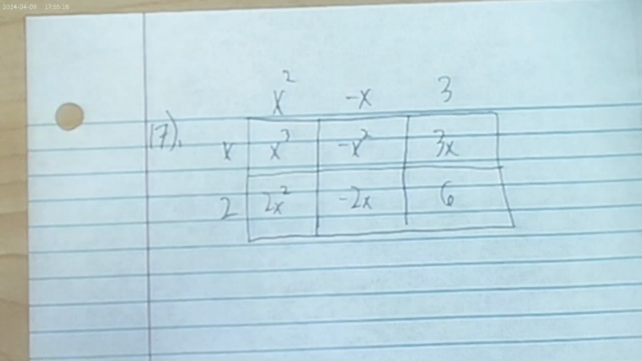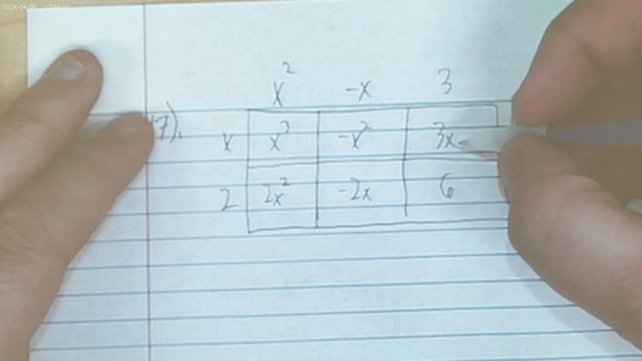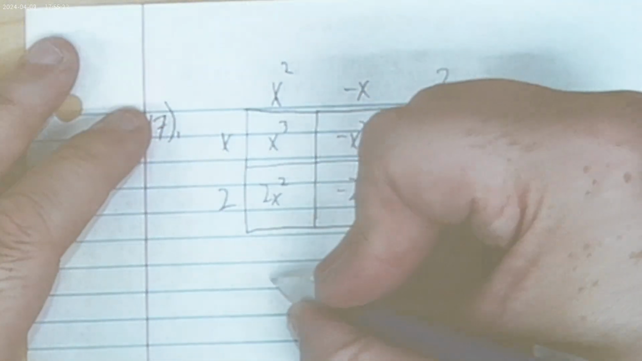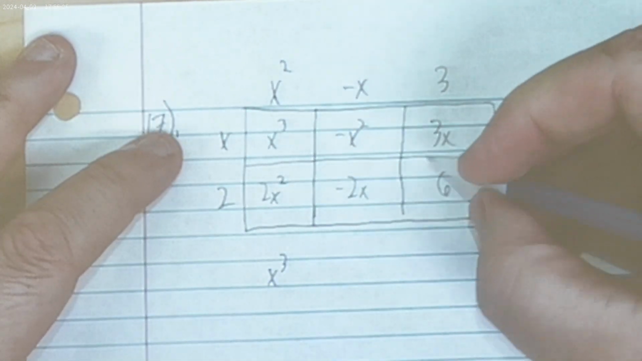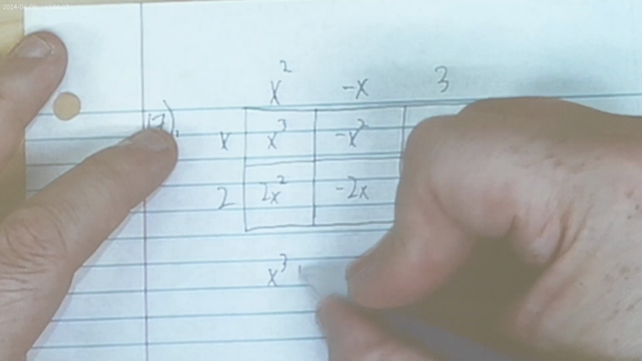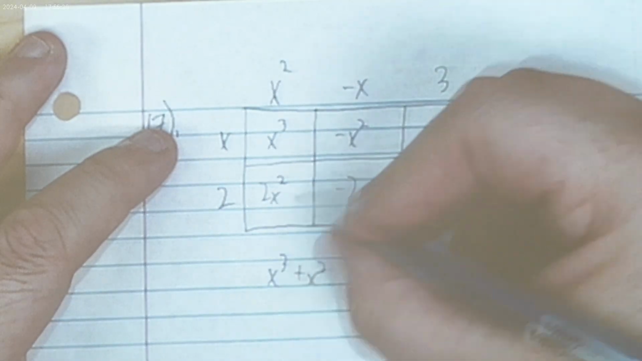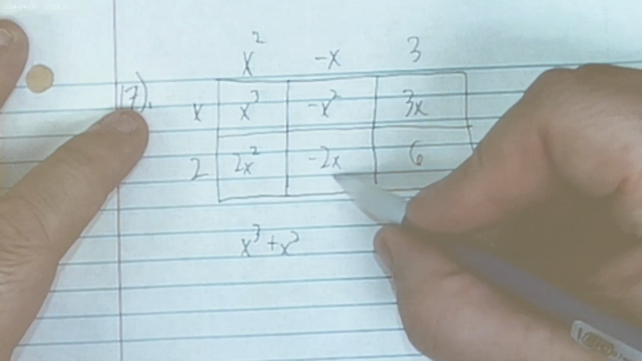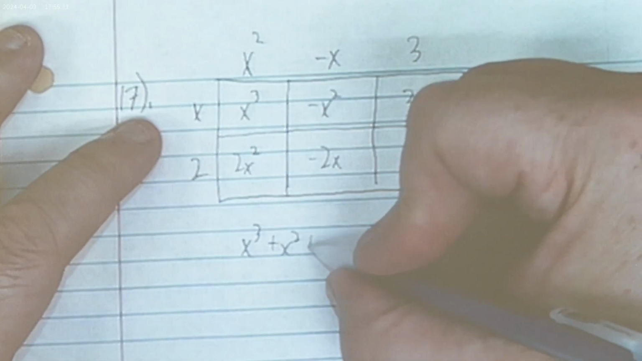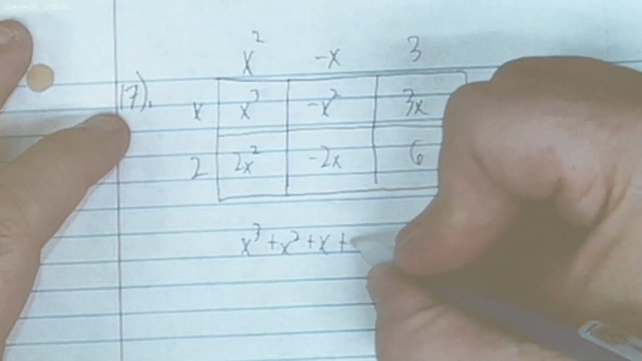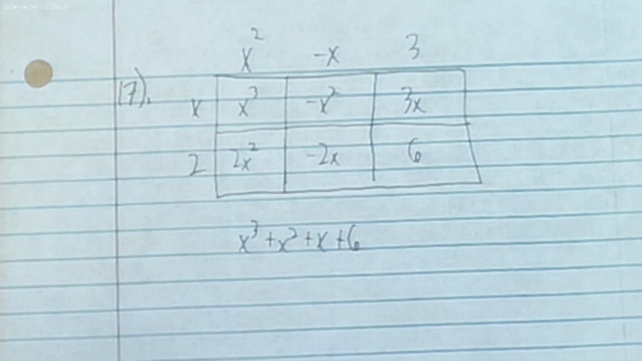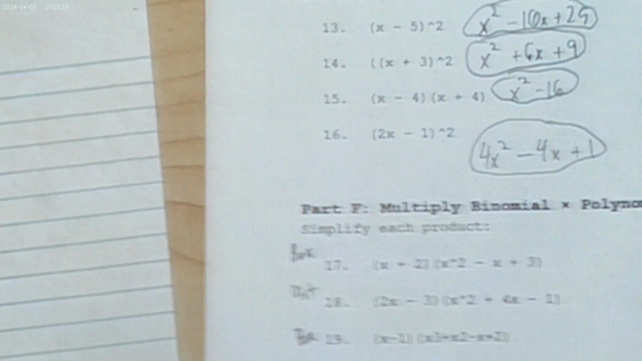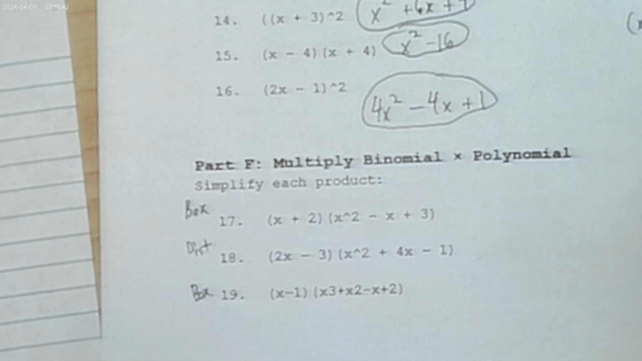All right, now our products combined gives me x to the third plus x squared, because 2 minus 1. Negative 2x plus 3x, so that's plus x plus 6. All righty. So we'll go over here and write that out.